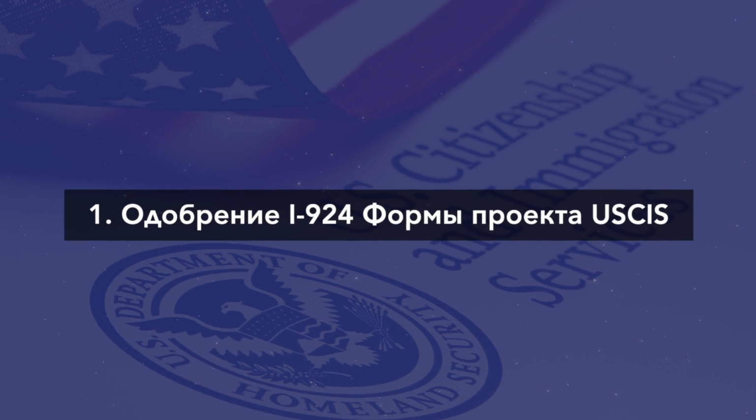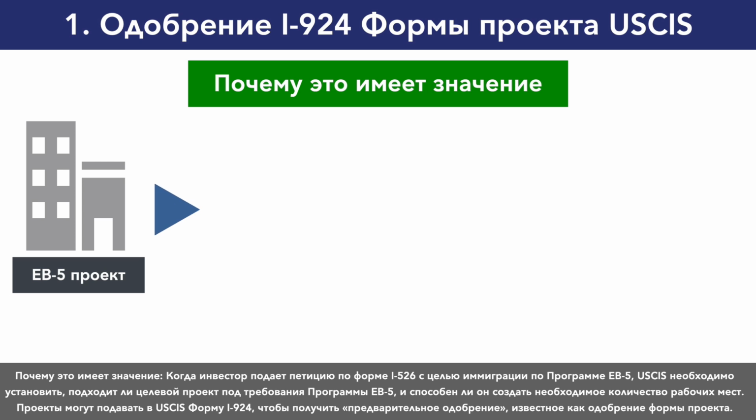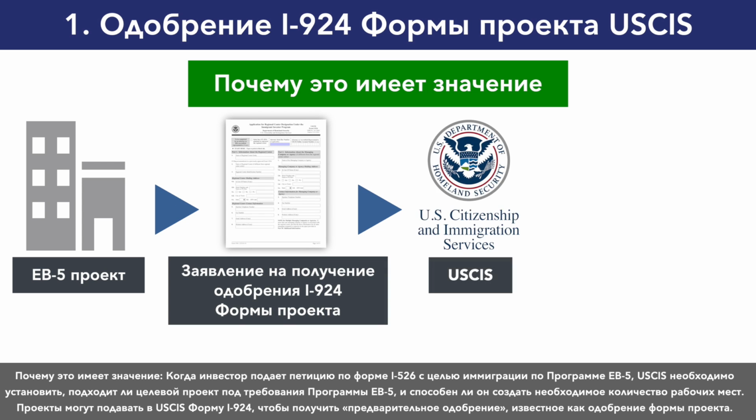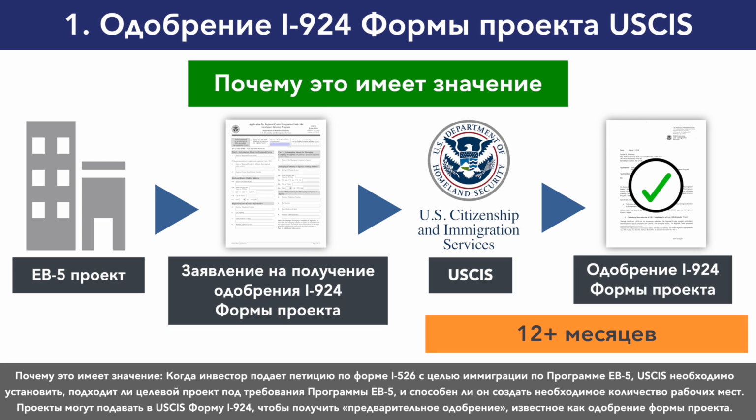USCIS I-924 Exemplar Approval. Why it matters. When an investor files an I-526 petition to immigrate under the EB-5 program, USCIS must determine whether the project receiving the investment qualifies for EB-5 and is expected to create the requisite number of jobs. Projects can file Form I-924 to apply for pre-approval, known as exemplar approval.